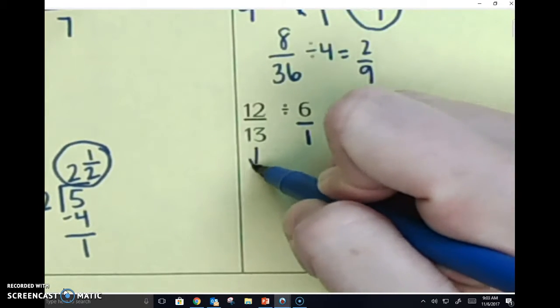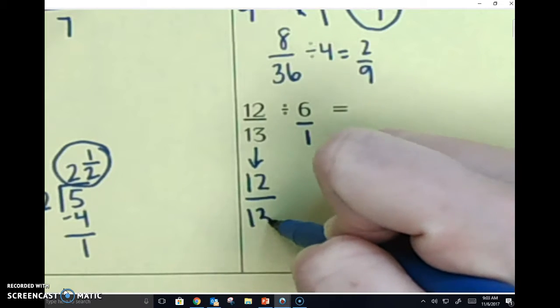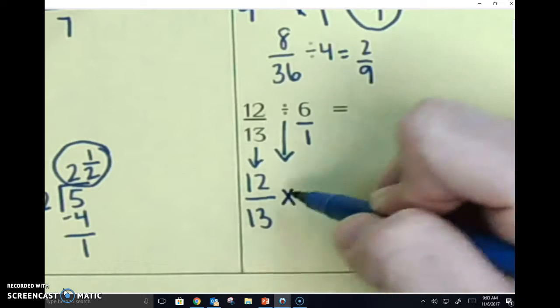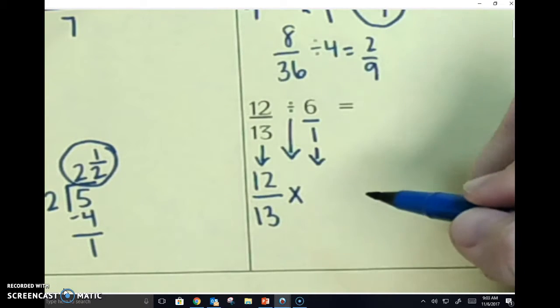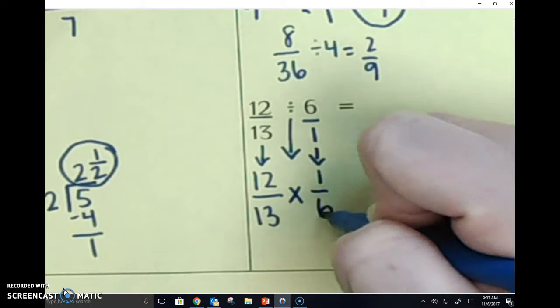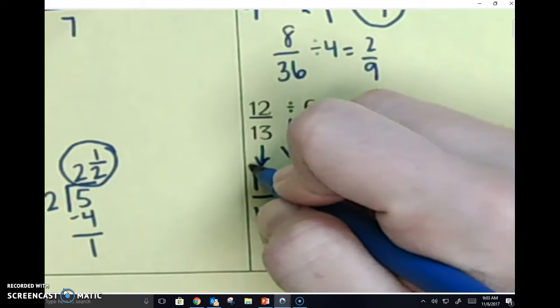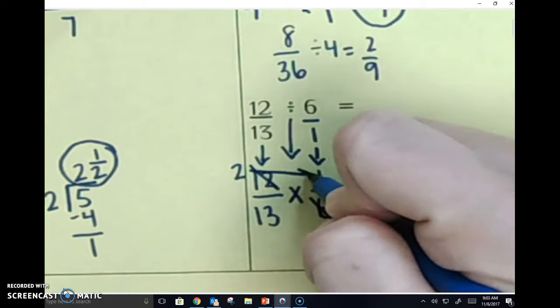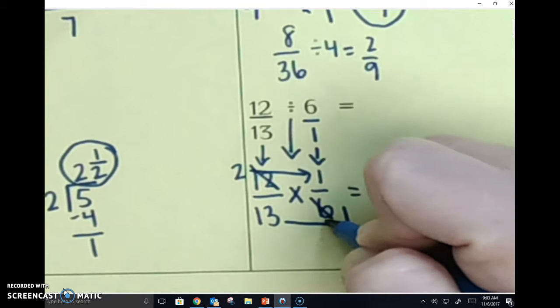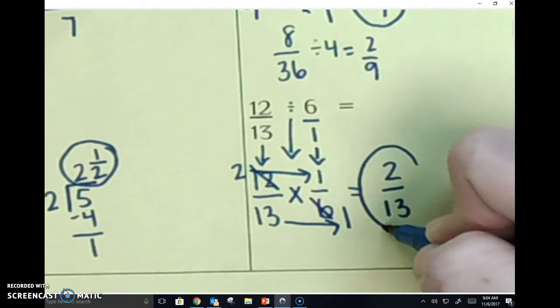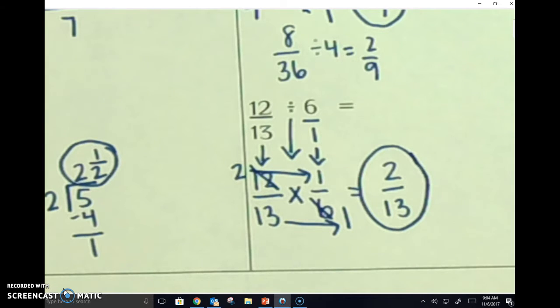Our last one, we're going to bring straight down, which is 12/13. Division sign changes into a multiplication sign. And then 6/1 turns into 1/6. We are going to cross cancel with the 12 and the 6 because 6 goes into 6 once and 6 goes into 12 twice. 2 times 1 is 2, and 13 times 1 is 13. That's all you need to do with them. Just make sure first fraction comes straight down, division sign changes to multiplication, and you flip the second fraction. You only flip the second fraction.